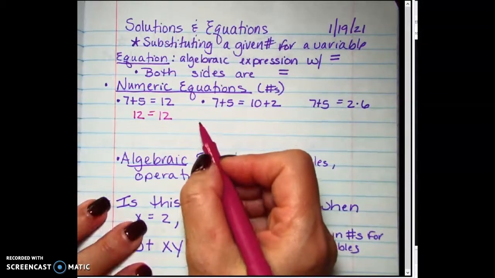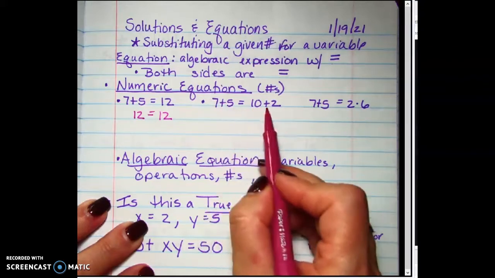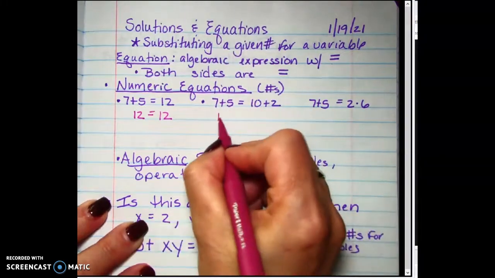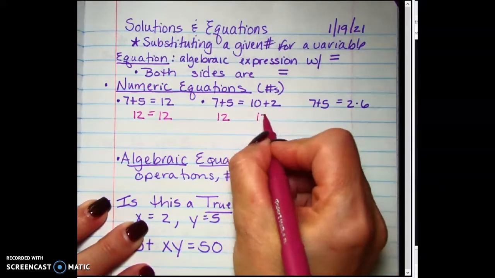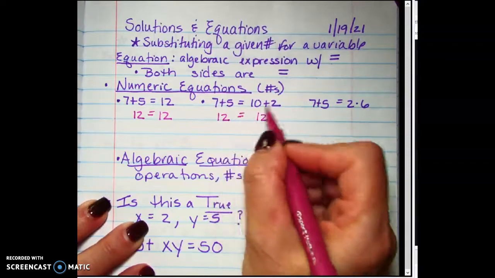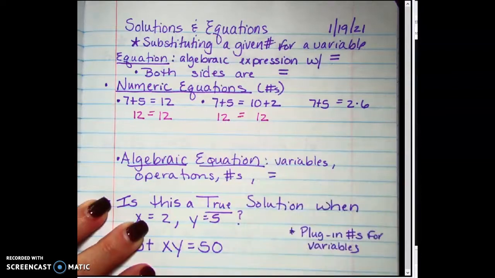Over here, we have an equal sign and we have two expressions. One is 7 plus 5. We know that equals 12. The other is 10 plus 2. That also equals 12. So therefore, this solution is actually accurate because 12 equals 12. It's an equation. It's equal on both sides.